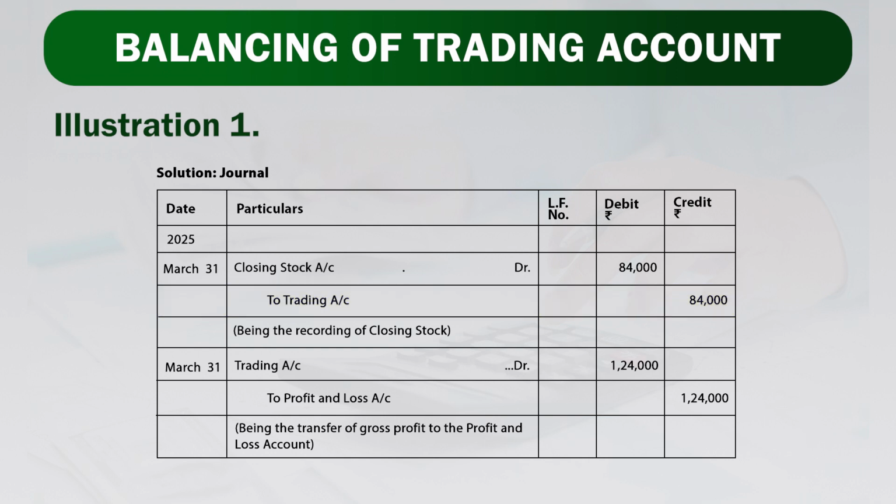Friends, when you prepare your trading account, the total of the credit side will be more, and that is why we have a profit of rupees 1,24,000, that is to be debited to trading account, and the same amount is to be credited to profit and loss account, 1,24,000, being the transfer of gross profit to profit and loss account.